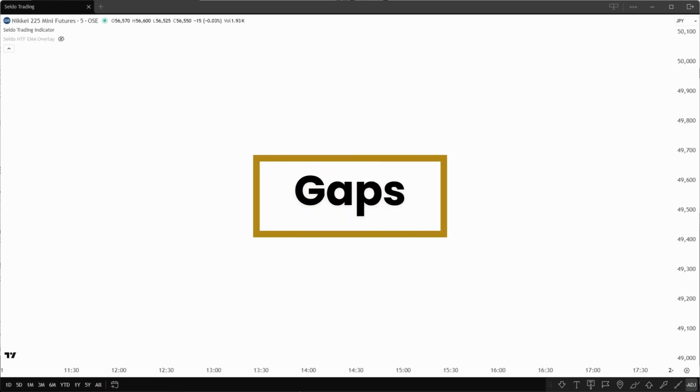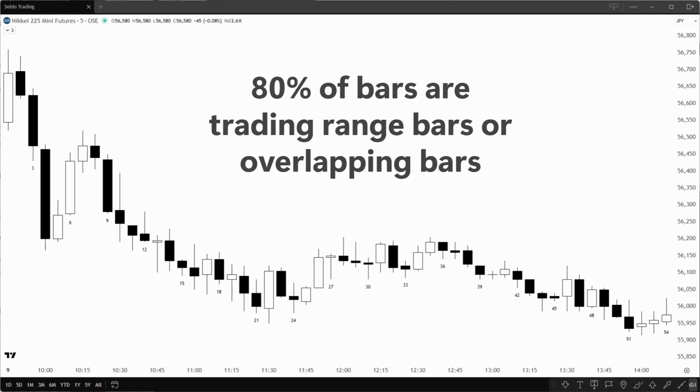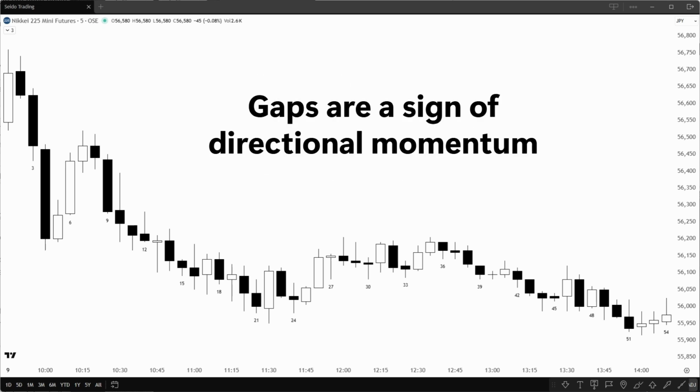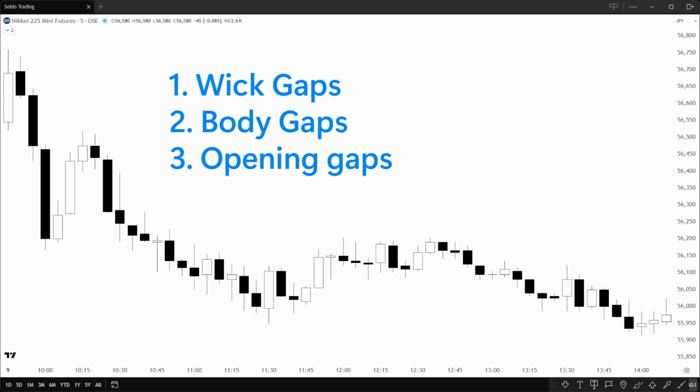Gaps are the clearest indication of momentum in the market. Roughly 80% of all bars on a chart are trading range bars or overlapping bars that form part of a larger trading range. When gaps appear, they stand out as clear observation of directional momentum. There are 3 types of gaps that price action traders observe: wick gaps, body gaps, and opening gaps.